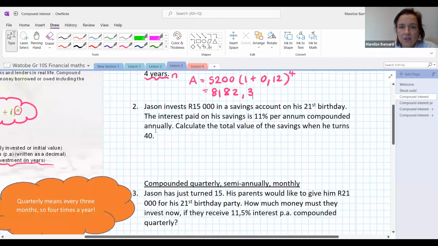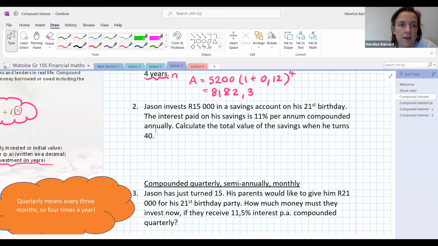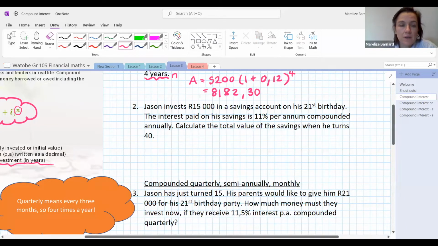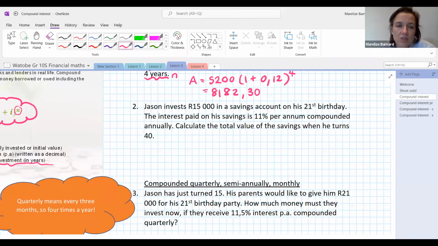Okay. Now, let's go to question 2. Yes, you must round to 2 decimal places. I just left off the 0. Okay. Right, everybody, let's go on to question 2. Jason invests 15,000. Do that one. Pop your answer in the chat when you're done.